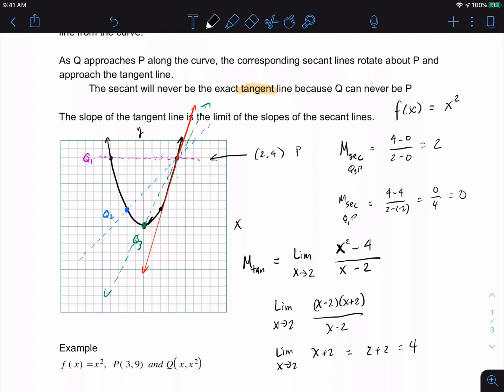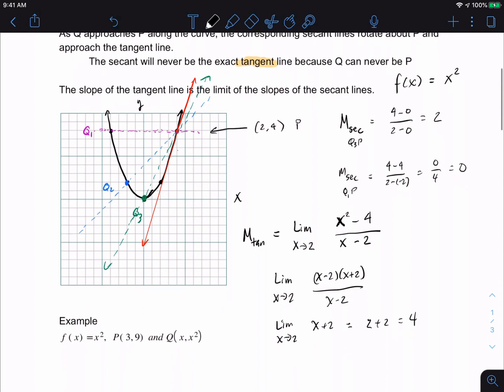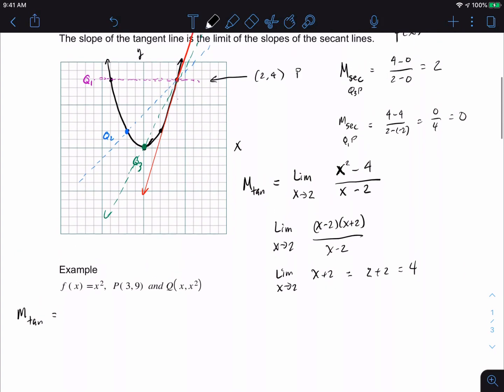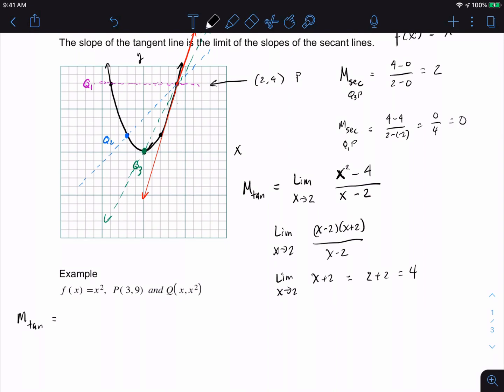We're okay? Okay. Now, using that example that I just did, can you guys do this one? I'm giving you the function, I'm giving you a p, I'm giving you what the q could potentially be. Can you guys find for me the tangent of this guy? I'll put it so you guys can see. So I'll give you a little bit of guidance.